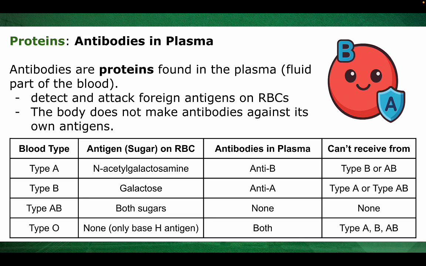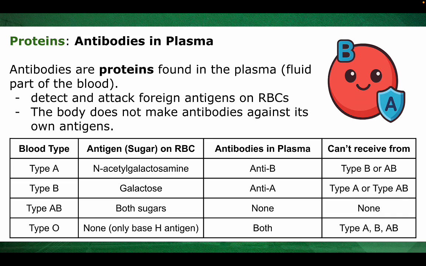So next would be your antibodies, which are basically proteins. Antibodies are like the body's security system. They detect and attack foreign antigens on red blood cells if they don't match your own type. Here's something really important. Your body does not make antibodies against its own antigens. That would be like attacking yourself.